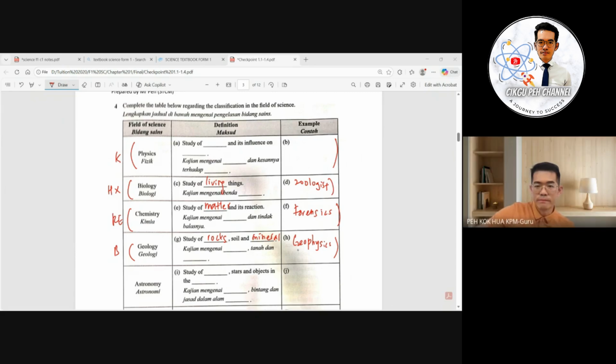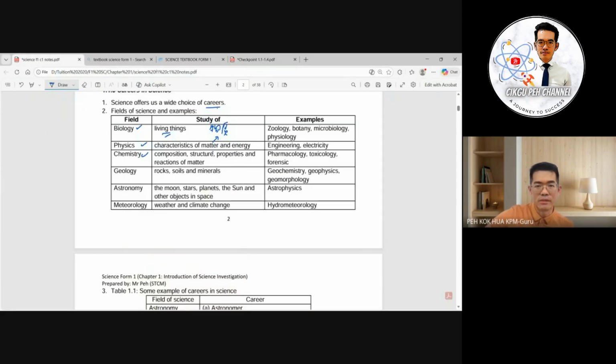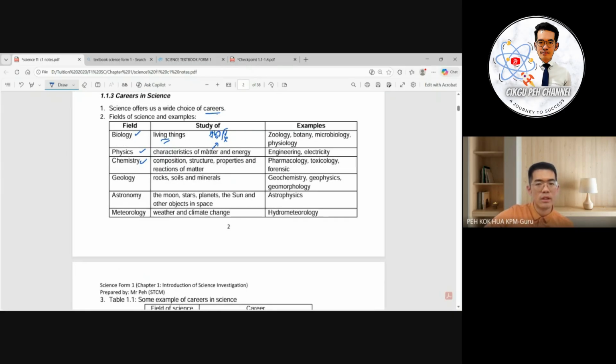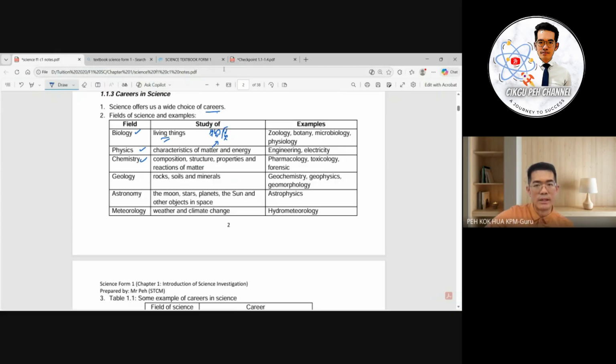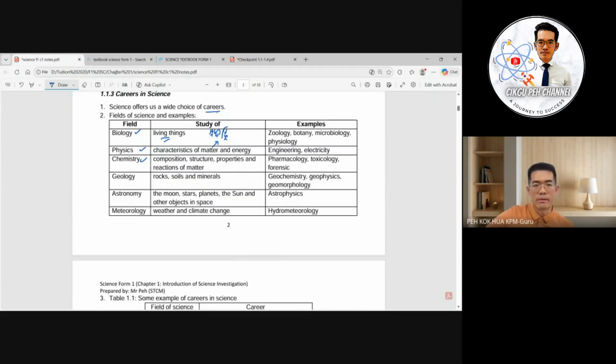Okay, so for the first one, I help you, Catherine. Physics here, if you refer to the notes we went through just now, is the characteristic of matter and energy. So that means here we also need to use the terms we went through just now, which will be matter and energy actually. So the answer should be study of energy and its influence on matter. So the answer is energy and matter.